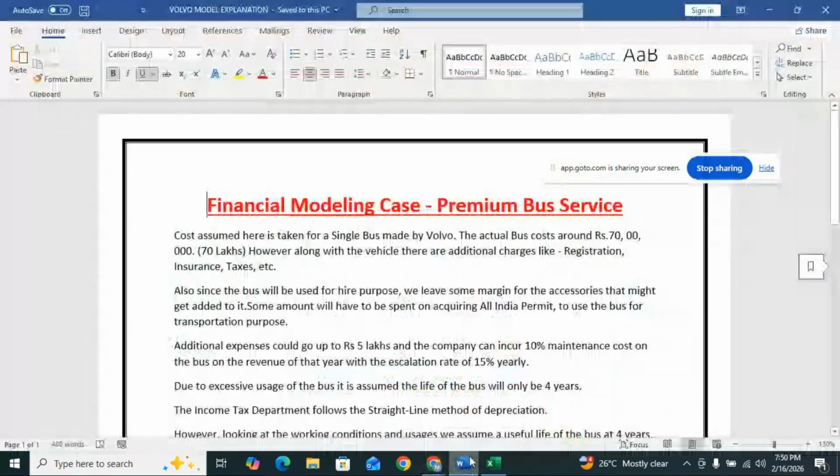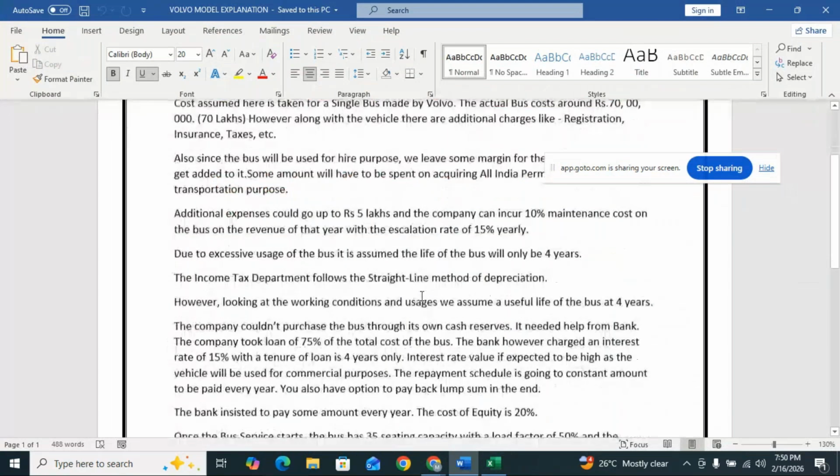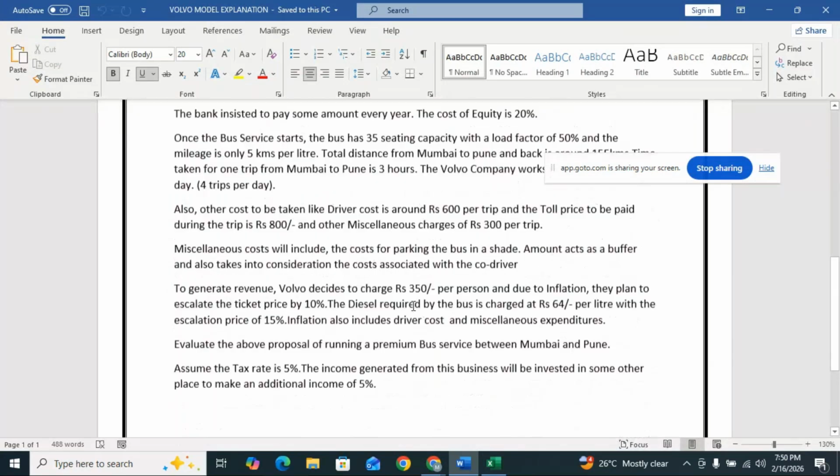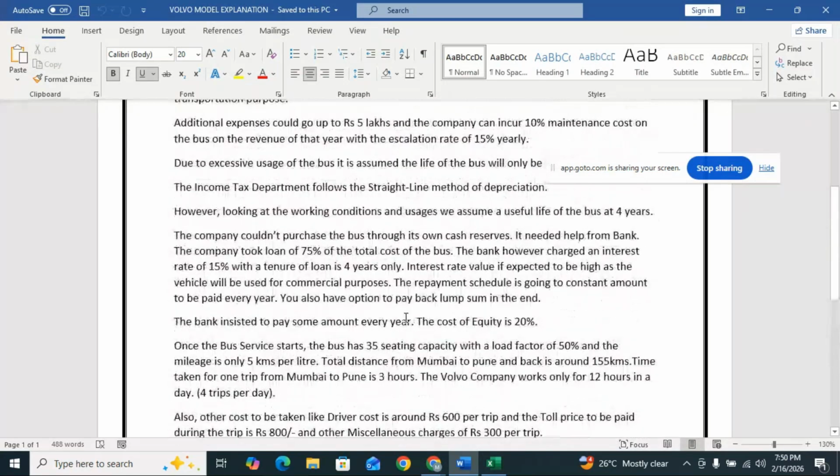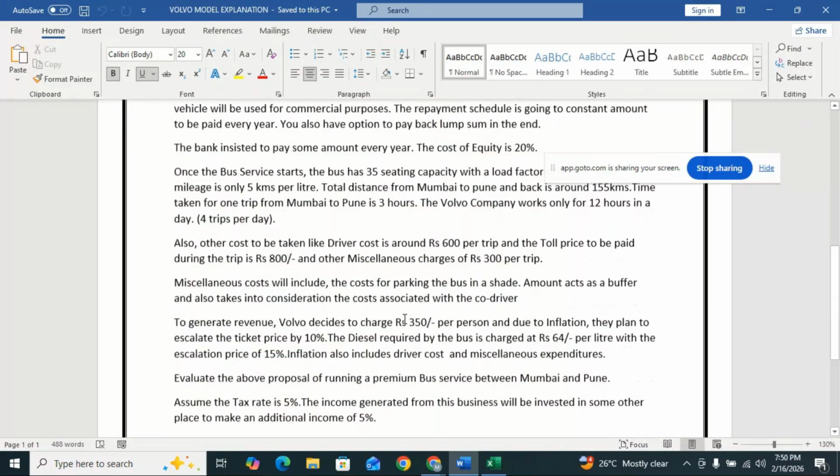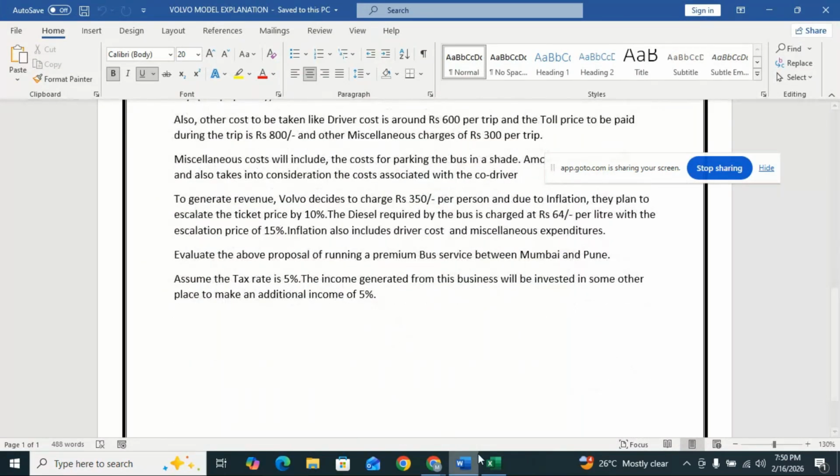Fine. So now we have come to the end of the Volvo case study. It says evaluate the business proposal of running a premium bus service between Mumbai and Pune. So we have made the evaluation of this proposal and we have found out that the IRR comes up to 29.63%, nearly 30%.